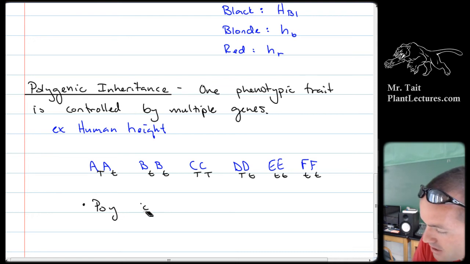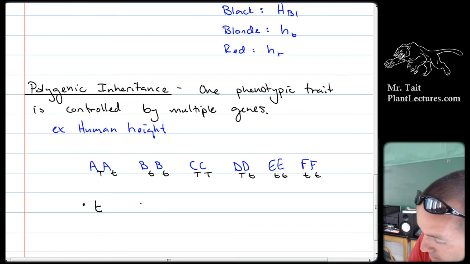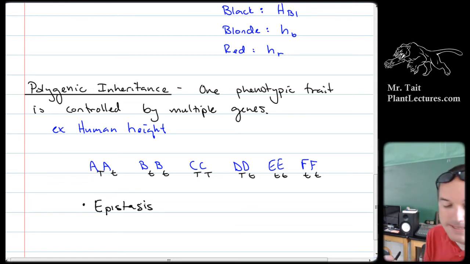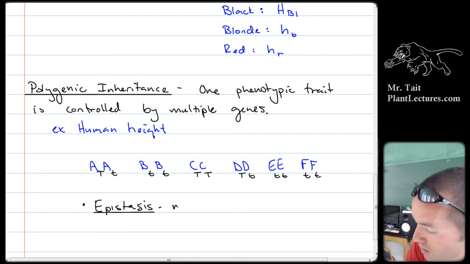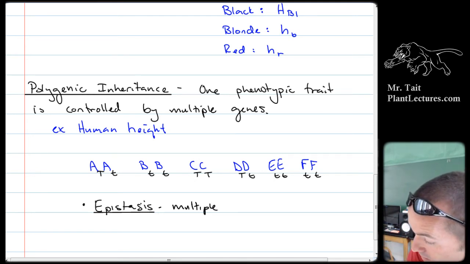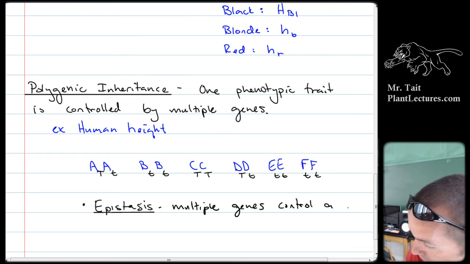We already talked about polygenic inheritance. This is a type of polygenic inheritance called epistasis. Epistasis, like I said, is a type of polygenic inheritance, which means that there are multiple genes controlling a trait. But in this case, one of the genes can completely override another gene. So multiple genes control a phenotype, or a phenotypic trait.